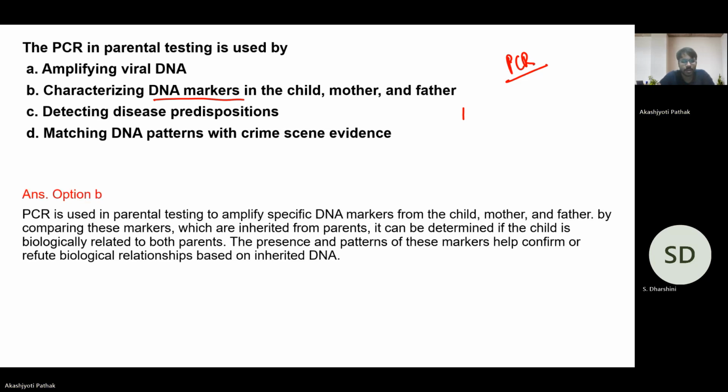Okay. So there are specific DNA markers which can be identified from child, mother, and father by comparing these markers which are inherited from the parents, and it can be determined if the child is biologically related to both parents.